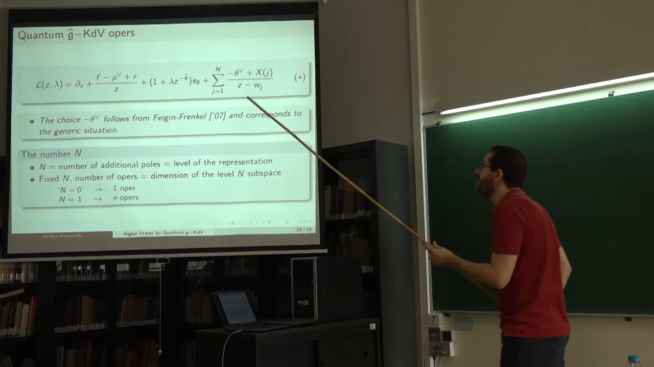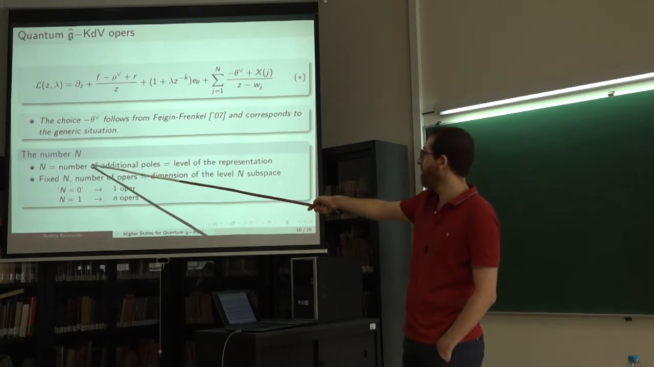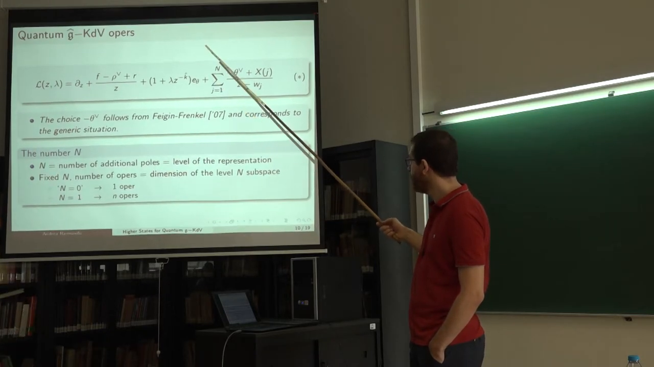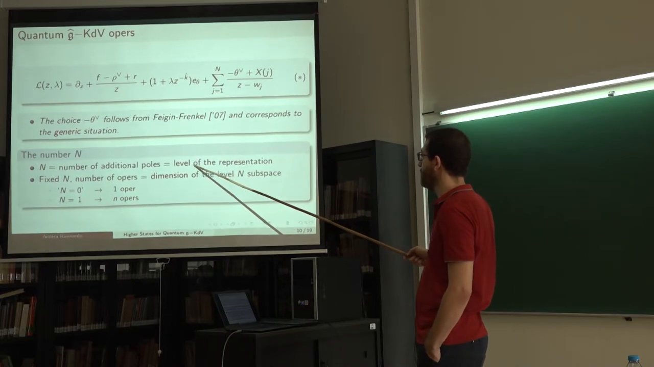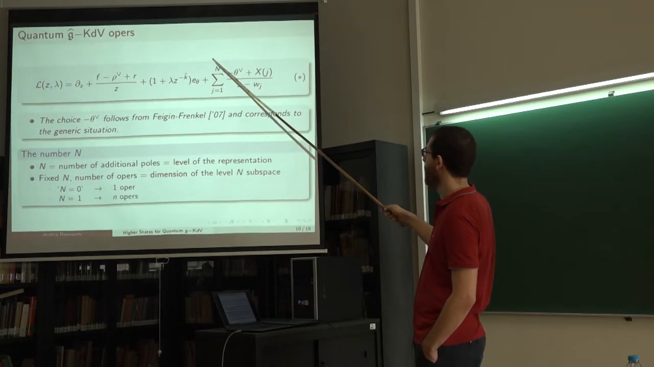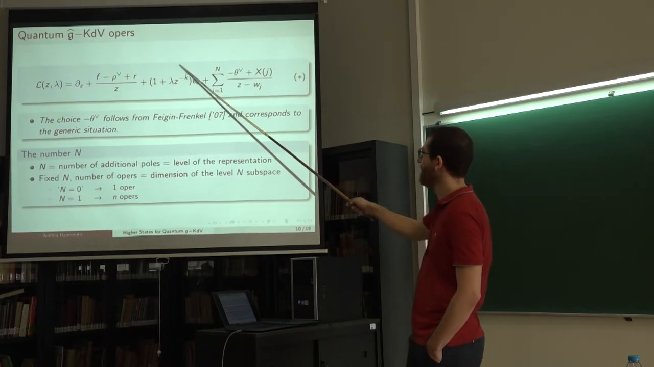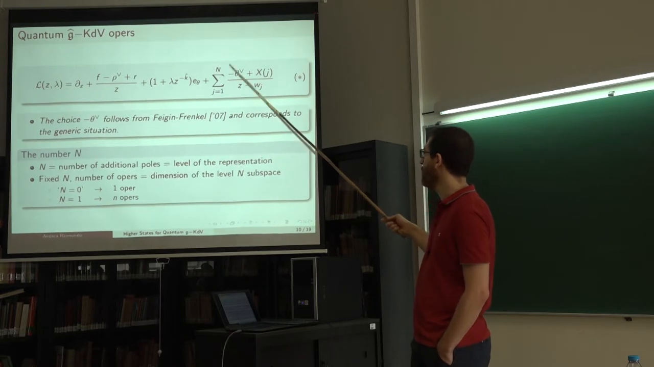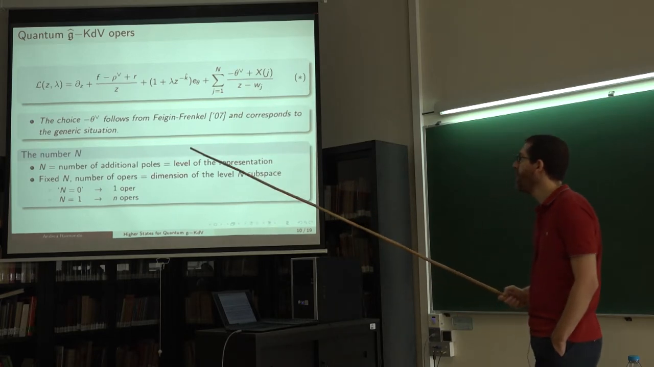A couple of words about the number n, which is by definition the number of additional poles, and is expected to be the level of the representation. So n equal to 0 means that this part is not present. So just this oper will be the ground state oper. n equal to 1 will correspond to level 1.